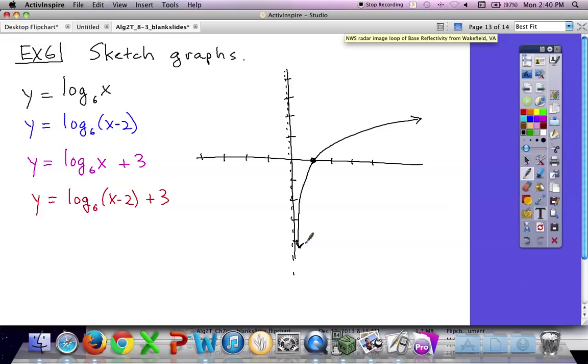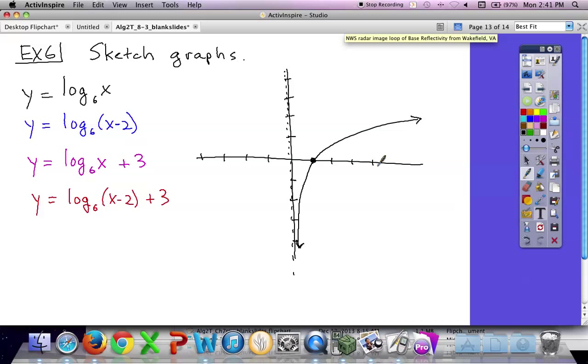Okay. The domain is x greater than 0, right? It never touches the y-axis, so it's never equal to 0, but it's greater than. What is the range? All real numbers. Okay, I'm gonna graph that in a second. Not one of these, just to show you in a second, but not right now.